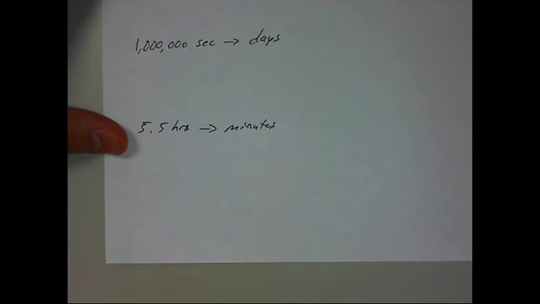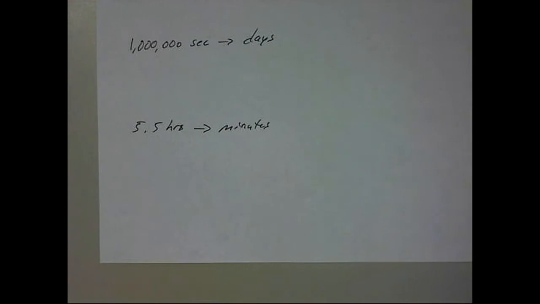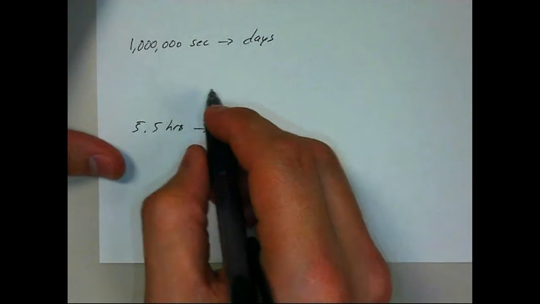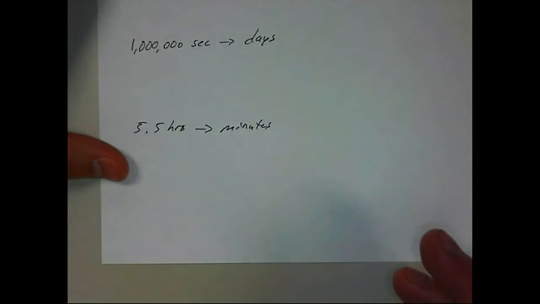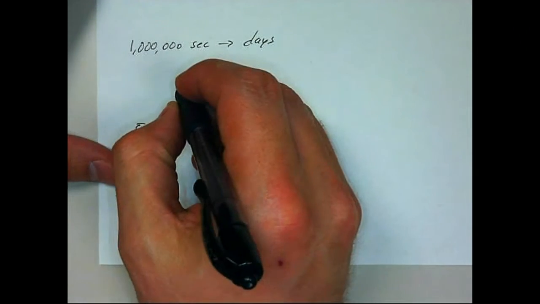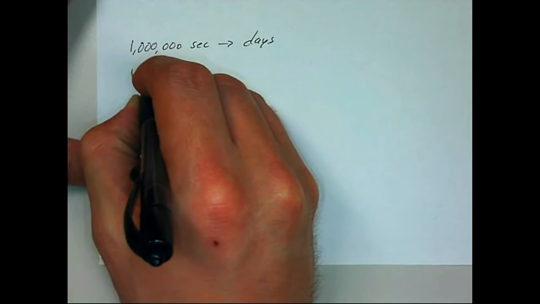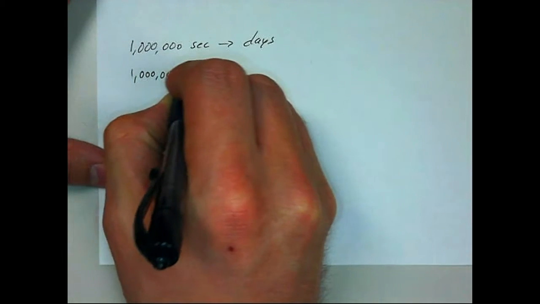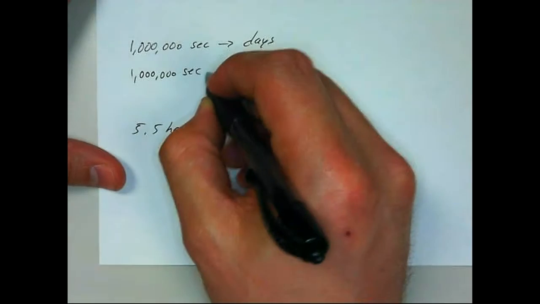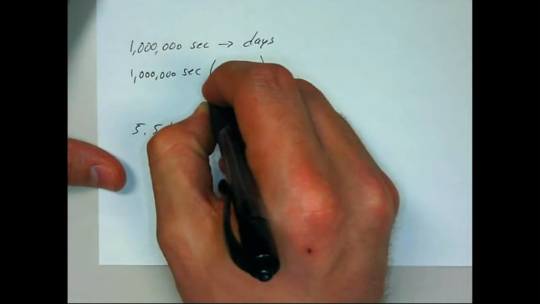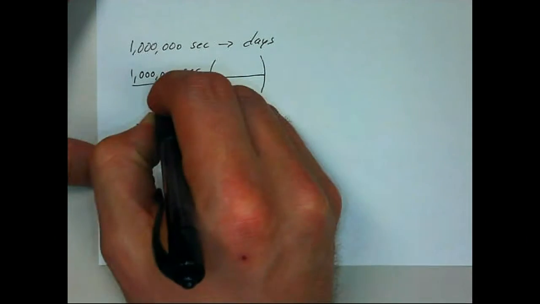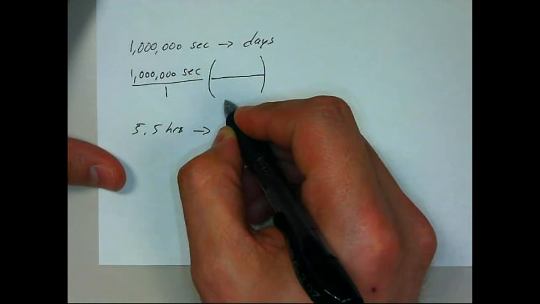All right, let's do some more unit analysis here. Maybe a little bit more complicated. We want to go from 1,000,000 seconds to days. So we're going to start with 1,000,000 seconds. Make our unit conversions. Remember, we have an understood 1 on the bottom.